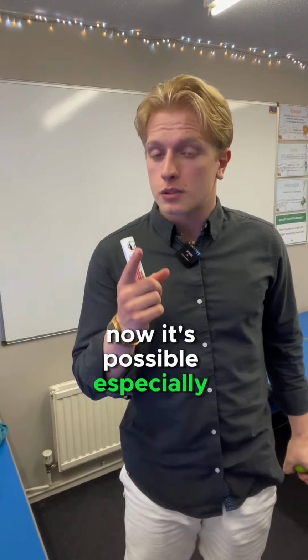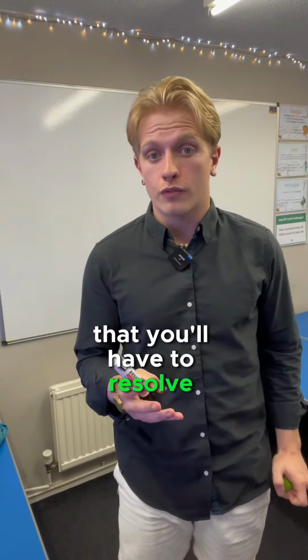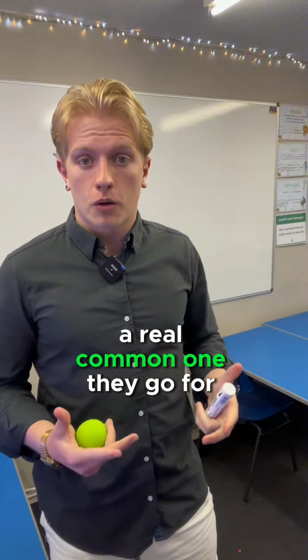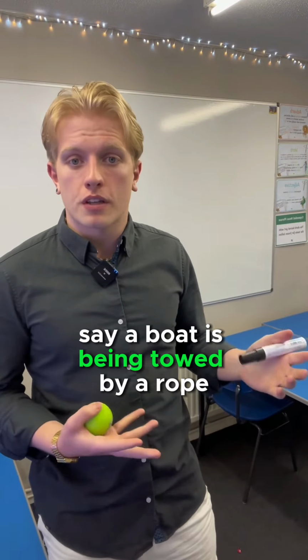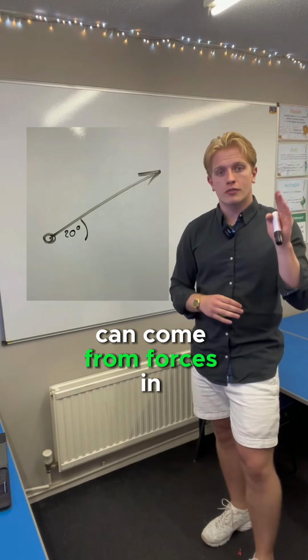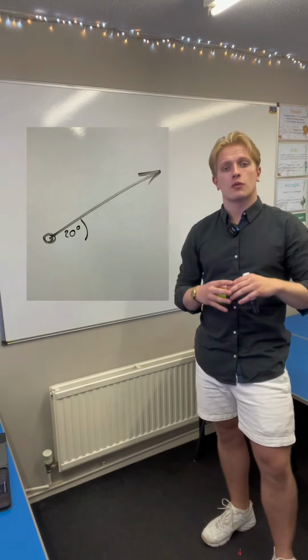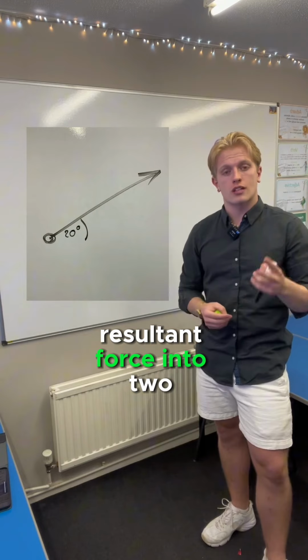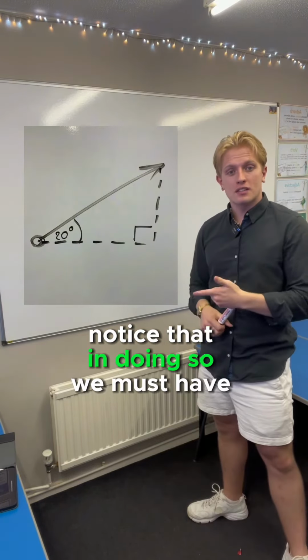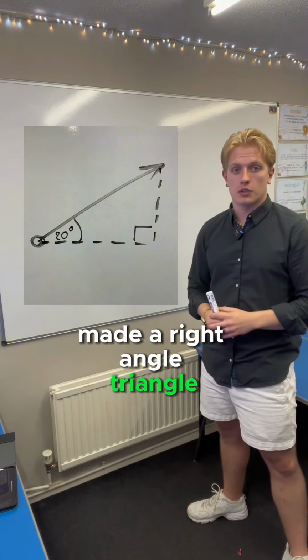Now it's possible, especially if you're doing a higher, that you'll have to resolve forces that are going diagonally. This involves a bit of trigonometry. A real common one they go for is when, say, a boat is being towed by a rope, something like this. Now know that resultant forces can come from forces in different directions. Now we can resolve a diagonal resultant force into 2 components, a horizontal and a vertical component. Notice that in doing so, we must have made a right angle triangle.